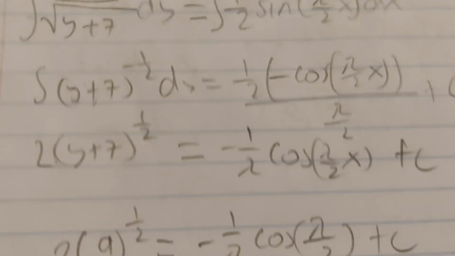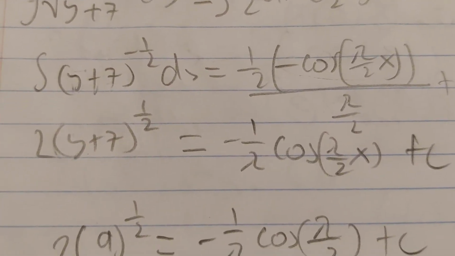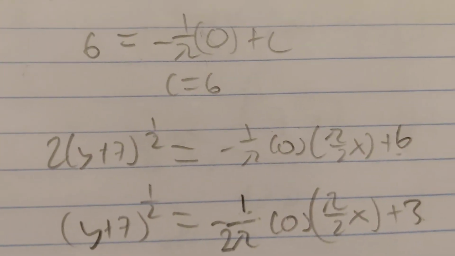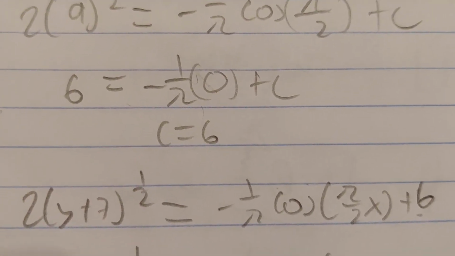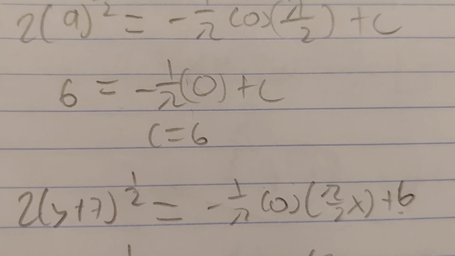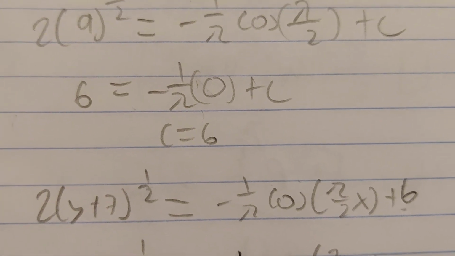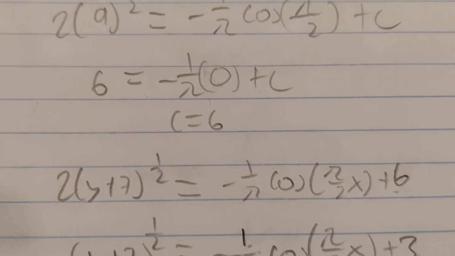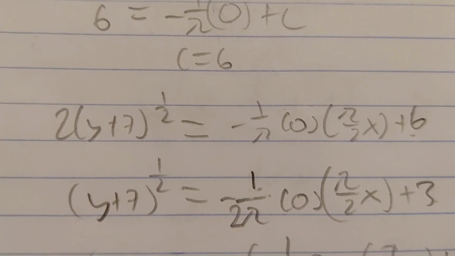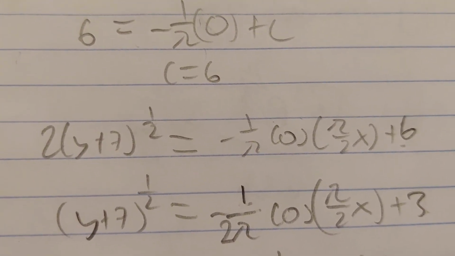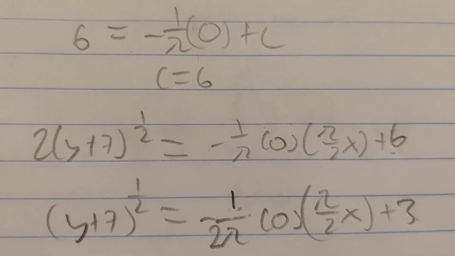And then we can finally plug c equal to 6 back into the original simplified equation. That's going to give us 2 times y plus 7 to the power of 1/2 is equal to negative 1 over pi cosine pi over 2x plus 6. And from here, all we have to do to find the particular solution is solve for y. So we have y plus 7 to the power of 1/2 is equal to negative 1 over 2 pi cosine pi over 2x plus 3.